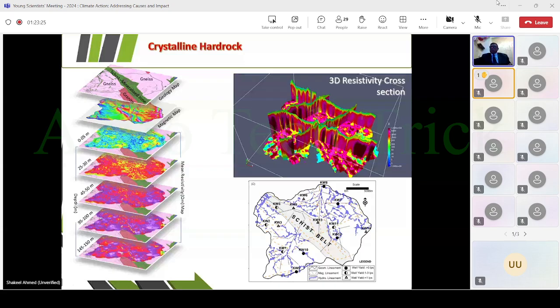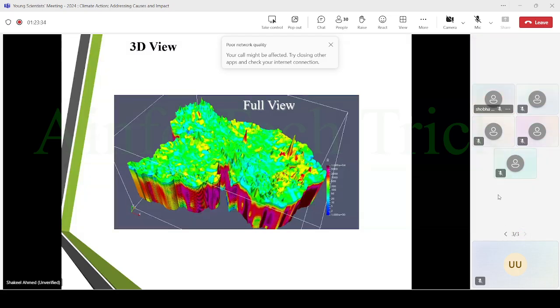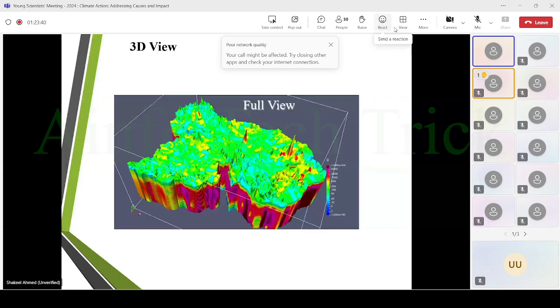Let me tell you at this point, perhaps I've not told you, we got 3D information on the aquifer system at 2.5 meter separation, both vertically and horizontally, which is too much actually. It's just not possible. You can't do it by ground survey. So let me show you 3D.